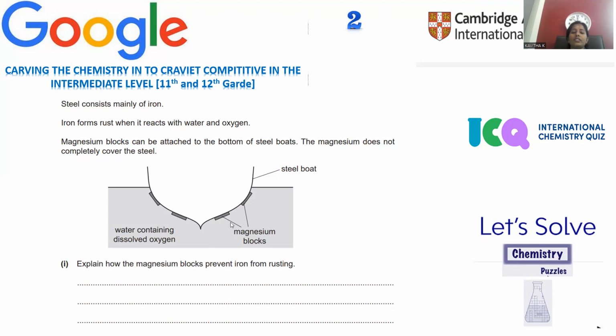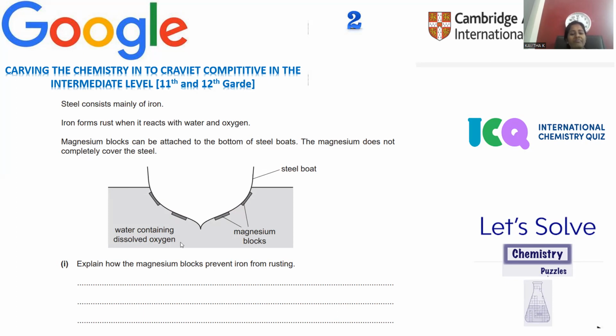If you observe, these are the pieces of magnesium blocks. This is the magnesium block, this is the one, this is the magnesium. Small magnesium blocks are inserted in the steel boat. They are saying it is the boat, and in that magnesium was inserted. Magnesium does not completely cover the steel. We are not going to completely seal with the magnesium, rather small pieces are inserted. Now this is about the entire process they are doing.